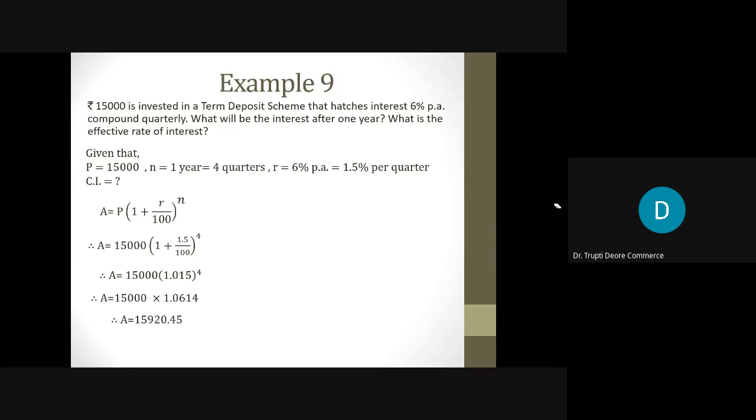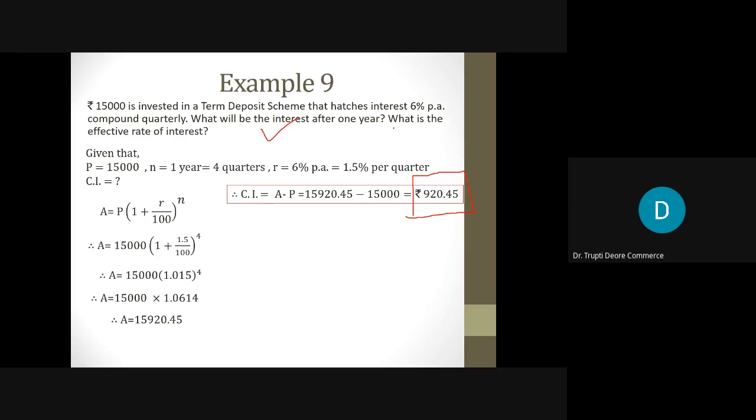Check the amount. It is 15,920. Okay, Pooja Chalia. Yes, it's the amount. So what we have to find out is the compound interest. The formula of compound interest is amount minus principal. So 15,920.45 minus 15,000, we get the interest. So the interest we got is 920.45.